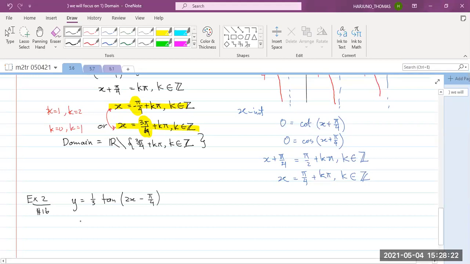But this function will have, let's start with the period. What is the period? The period is originally pi, but we divide by 2. So the period is pi over 2. Now, how about the phase shift? The phase shift will be, if you factor that 2 out, you see that the phase shift is to the right, pi over 8. That's something we know already.